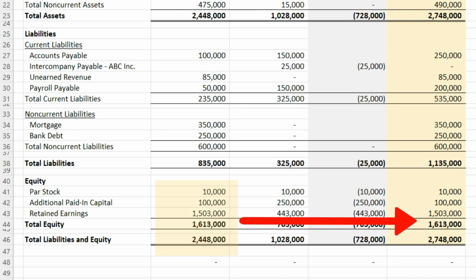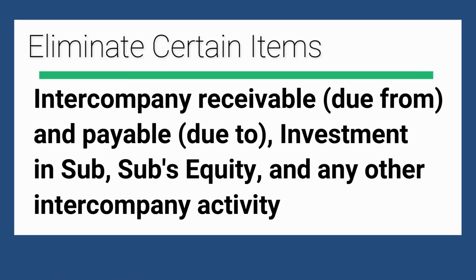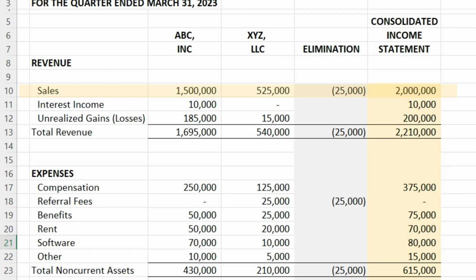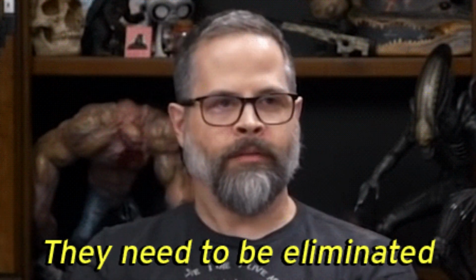So let's dive into the elimination. You want to eliminate any intercompany activity. This will be due tos, due froms. So if you have an intercompany receivable and an intercompany payable between the parent and subsidiary, you're going to eliminate those two in consolidation. Same with any sales or purchases if there's any inventory or intercompany transactions happening. So if the parent is buying stuff from the subsidiary and the subsidiary is selling it to the parent, you're going to eliminate that activity because you don't want the double counting to be reflected in your financials.